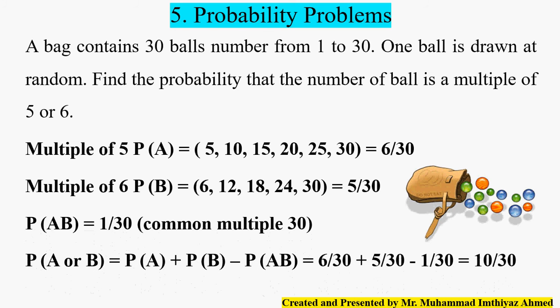So we use the formula. We are asking for 5 or 6, that is A or B: probability A plus probability B minus probability of the common multiple AB. So 6 by 30 plus 5 by 30 minus 1 by 30. So 6 plus 5 is 11, 11 minus 1 is equal to 10 by 30, the answer for problem number 5. I hope problem number 5 is clear.